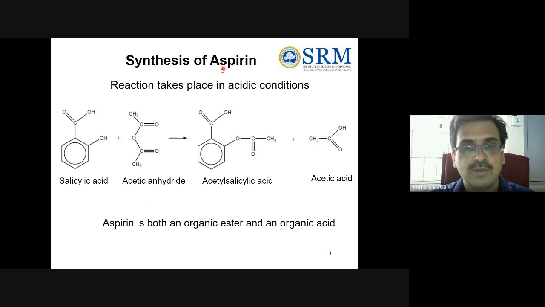Now, if you look chemically, aspirin is an organic acid because C double bond OH is a carboxylic group, and it also has an ester group, C double bond O with CH3. So it has both an organic ester along with an organic acid.